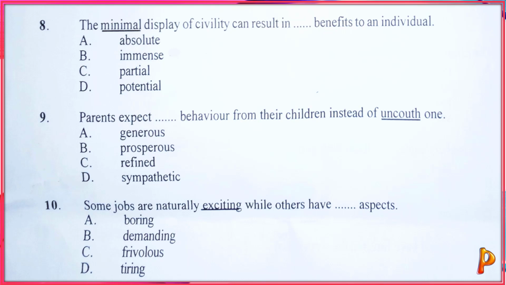Question 9. Parents expect dash behavior from their children instead of uncouth one. A. Parents expect generous behavior from their children. B. Parents expect prosperous behavior from their children. C. Parents expect refined behaviors from their children. D. Parents expect sympathetic behavior from their children. The correct answer to this question is answer C. Parents expect refined behavior from their children instead of uncouth one.